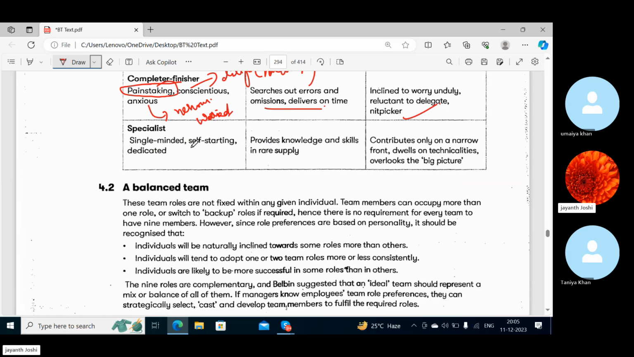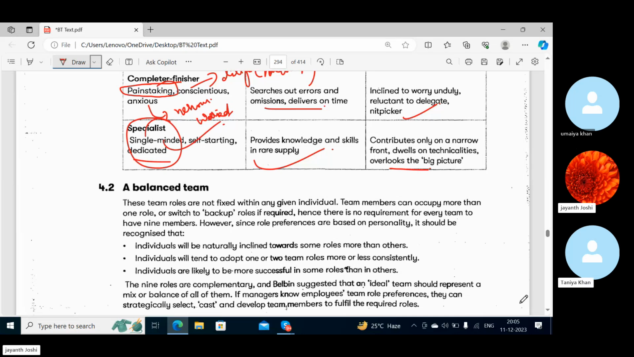Specialist: single-minded, self-starting and dedicated. Provides knowledge and skills in rare supply. Contributes only on a narrow front. Dwells on technicalities. Overlooks the big picture. That's something typical about a specialist.